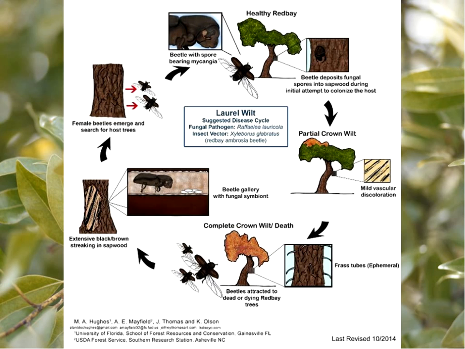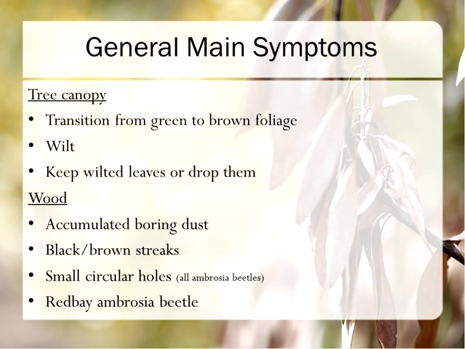And once the beetles bore in, they'll make tunnels within the wood, and we call those galleries. And then they will propagate the fungus in those tunnels, and that's what the eggs and the larvae feed off of. Ambrosia beetles have a symbiotic relationship with their fungus. They need each other to survive, and you need both of them to have Laurel Wilt disease. Once the females emerge from the galleries, they'll fly off to attack new trees. So that's the basics of the disease cycle.